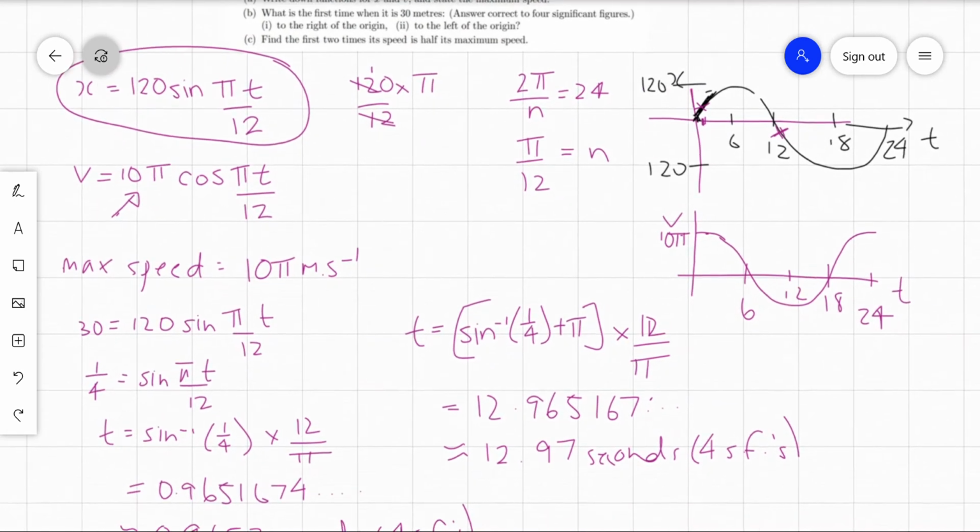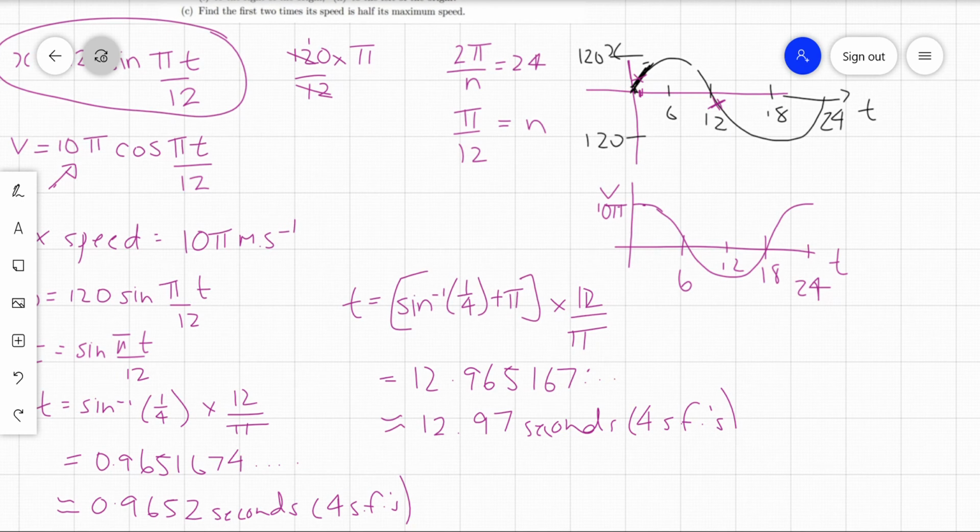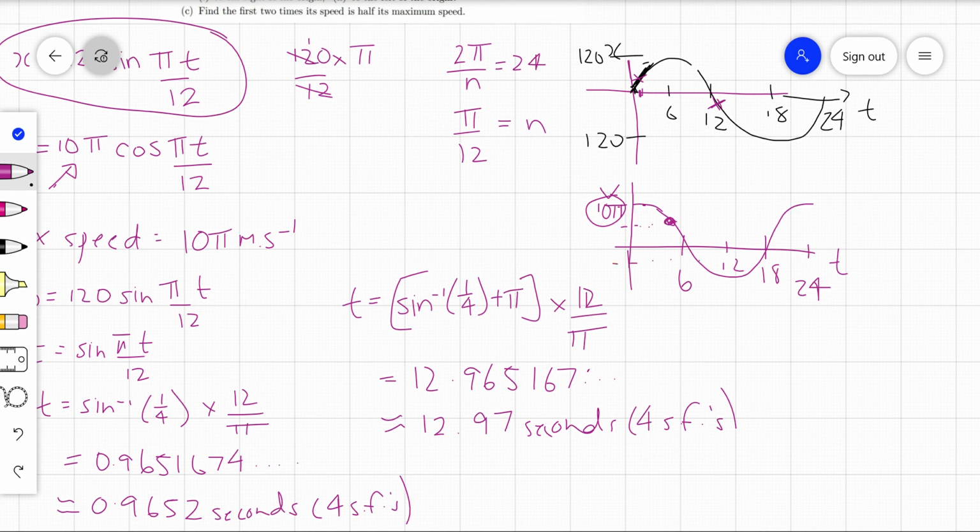Okay, so let's have a look then at the next part. Part C, find the first 2 times its speed is half its maximum speed. So we can see there that 10 pi is its maximum, and we're talking speed, so we don't care about direction. If I'm looking for half of that, it's going to happen there and here. Again, there'll be some symmetry here.